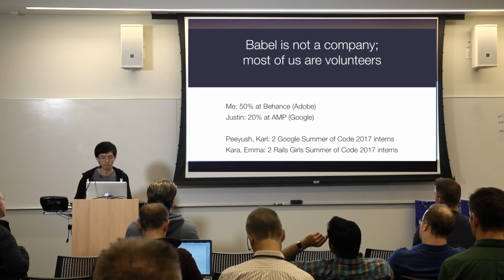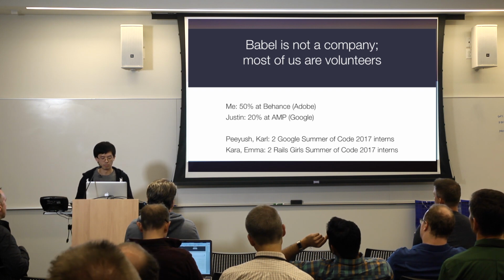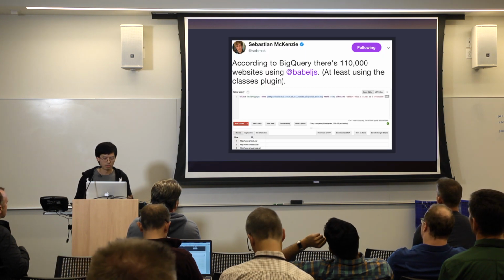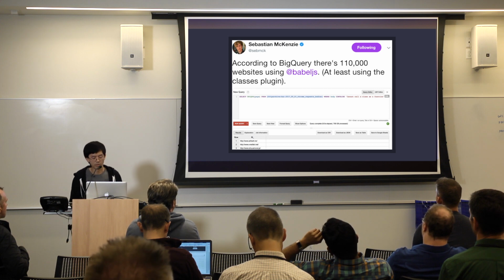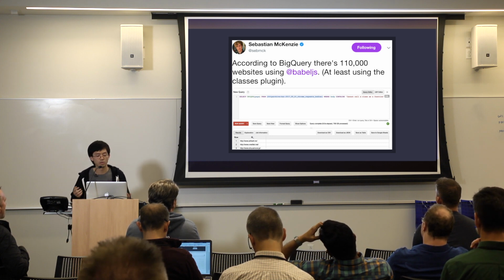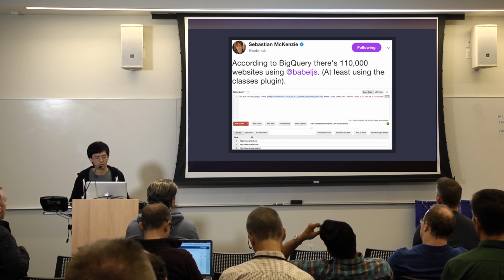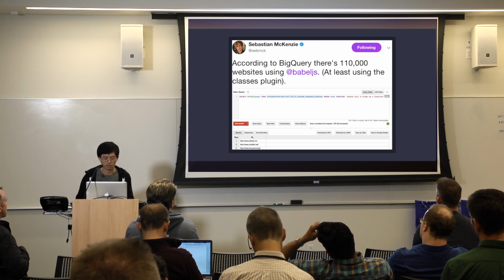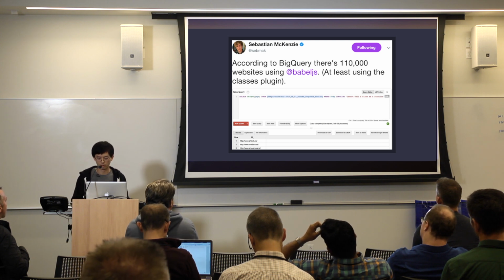Right now, I get to work on Babel at Behance about 50% of my time, and then Justin works at Google, and he's working 20% of the time. That means we're the only 2 people working in any funded, sponsored capacity. Everyone else is volunteers, even though a lot of people are using this project. And you can see that we can use tools to figure out who's using this. There's BigQuery, which runs through every website in the HTTP archive, and it looks like there are 100,000 websites using Babel just by trying to check this string.